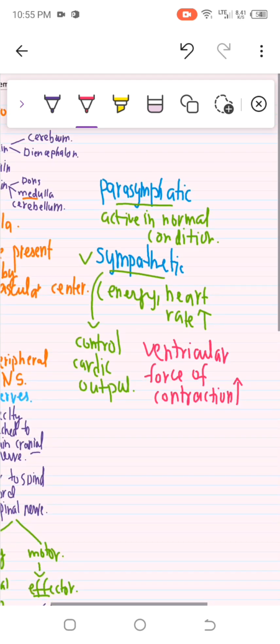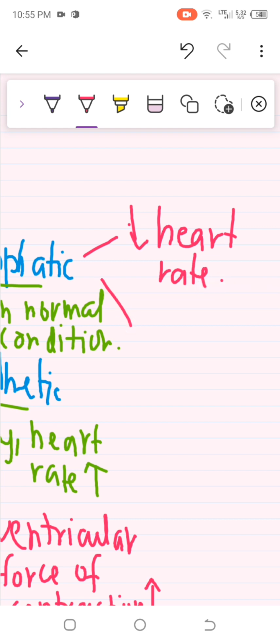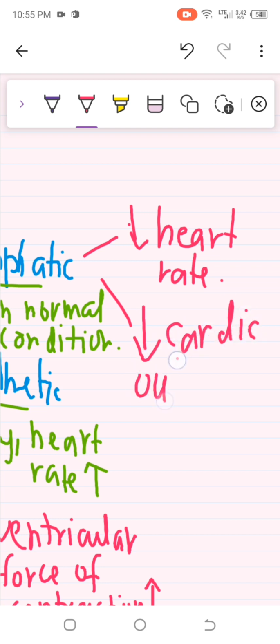But if you talk about the parasympathetic, it decreases the heart rate, and it also decreases the cardiac output. I hope that it is clear to you guys.